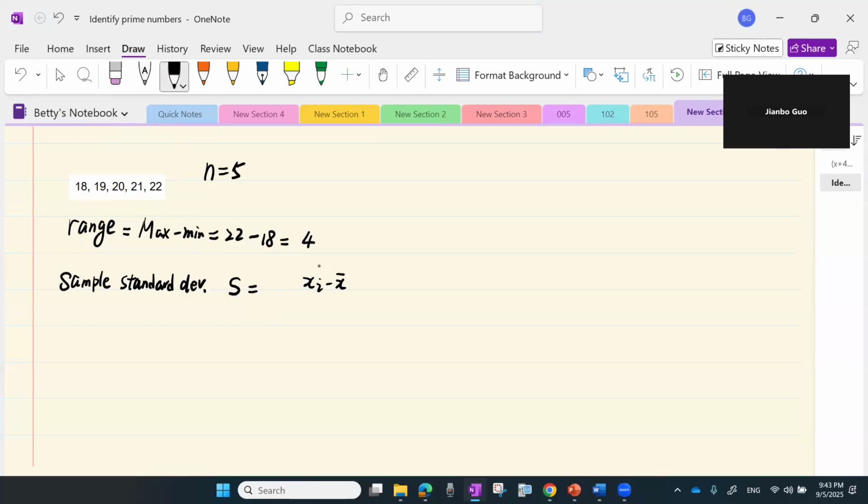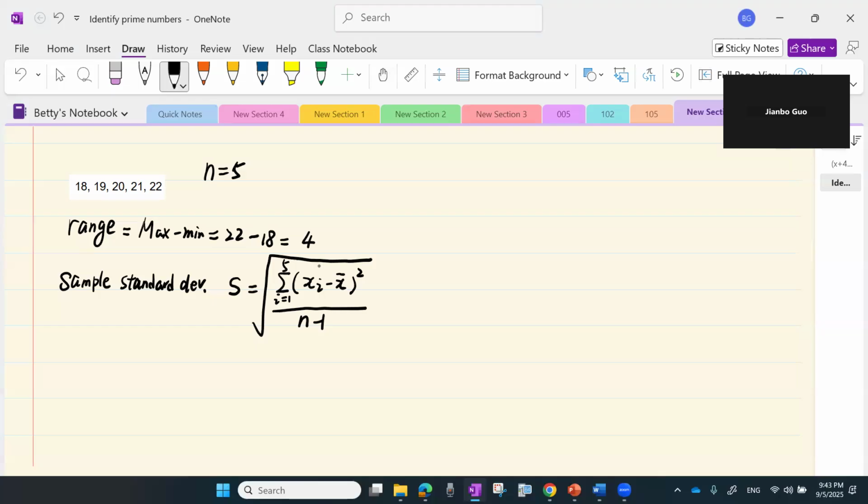What does that mean? X bar is the sample mean. We have to find the sample mean for the data set. And then we take each single value, the 5 values, minus the mean. The difference between the value and the mean is called deviation. Raise it to the power 2. And then we add those 5 squares together, i from 1 to 5, because the sample size is 5. And then we divide the sum by n minus 1. N is 5 here, so n minus 1 is going to be 4. And then we take the principal square root. So that's the formula for the sample standard deviation.